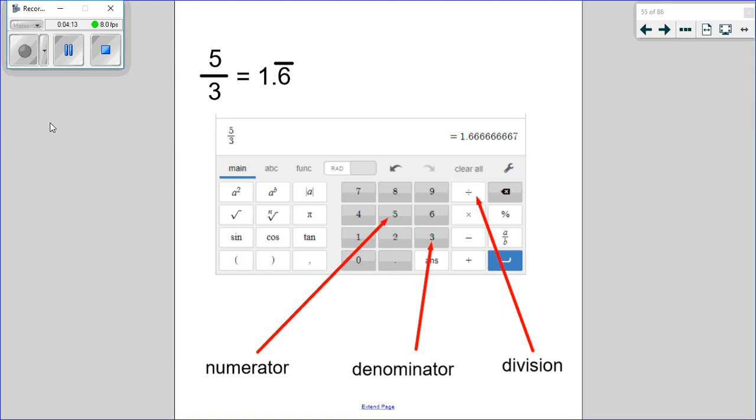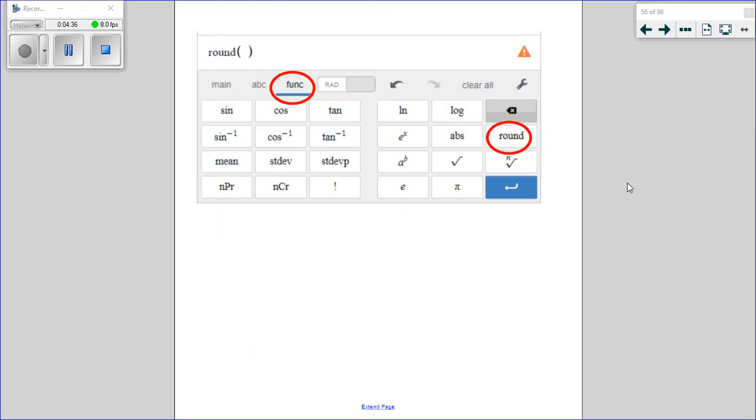You indicate that with a line over the digit that repeats. Or you may be asked to round it yourself. For example, to the hundredths place. That sign means approximately 1.67, because that's what happens when we round it. Desmos can also do that for you. To get Desmos to round a number, you press the function key, and then you press the round key. And you get this, the word round with parentheses.